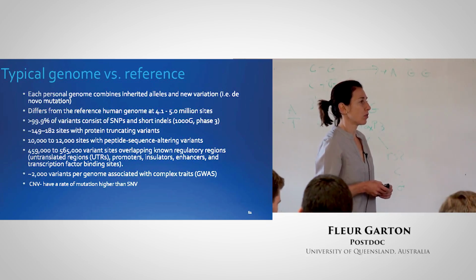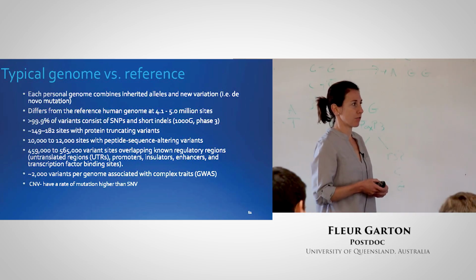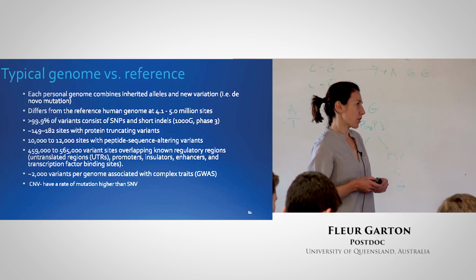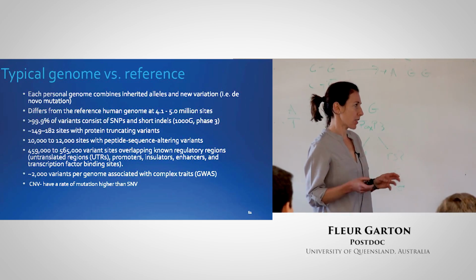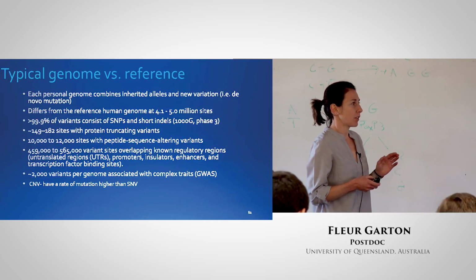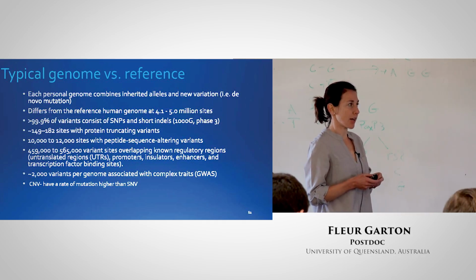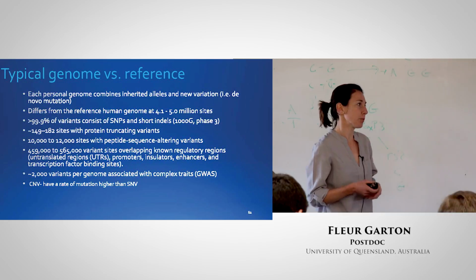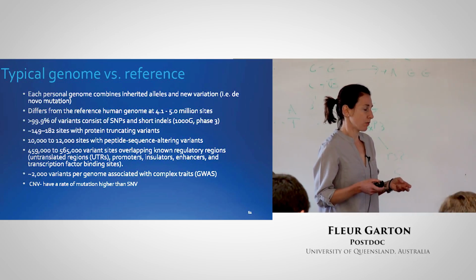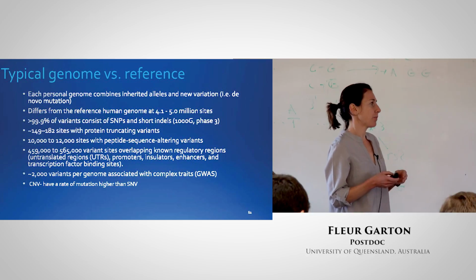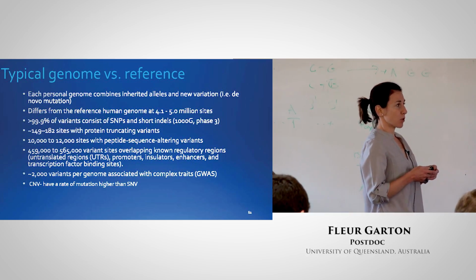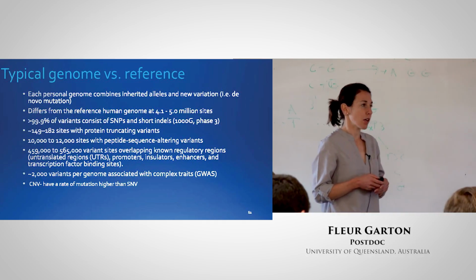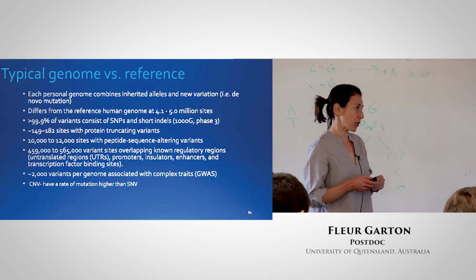Over 99% of these variants consist of single nucleotide polymorphisms and short indels. This is based on the 1,000 Genomes Phase 3 data set. You have 150 to 180 sites with protein truncating variants, so this could be, for example, an early stop codon in a protein coding region. You'll have 10,000 to 12,000 sites with peptide sequence altering variants. This is in the exome region of the genome.